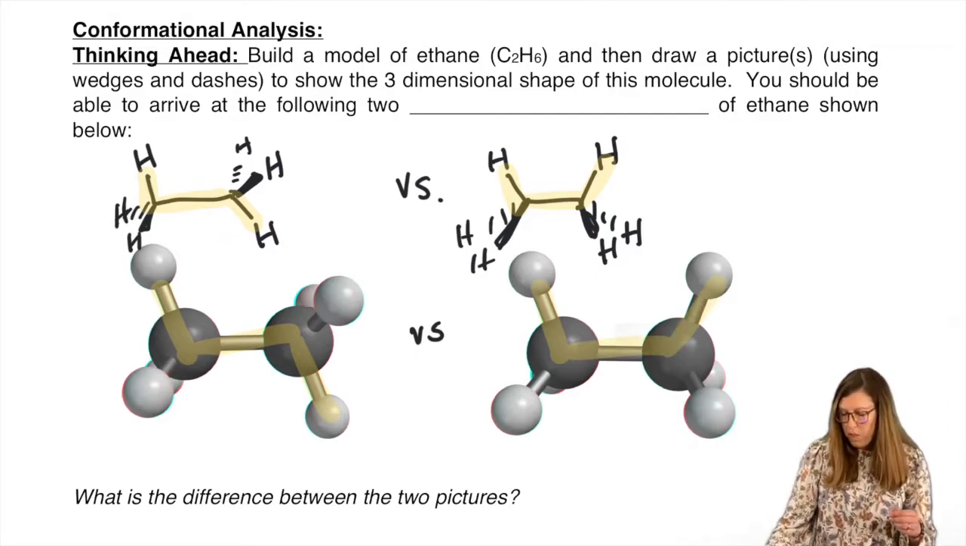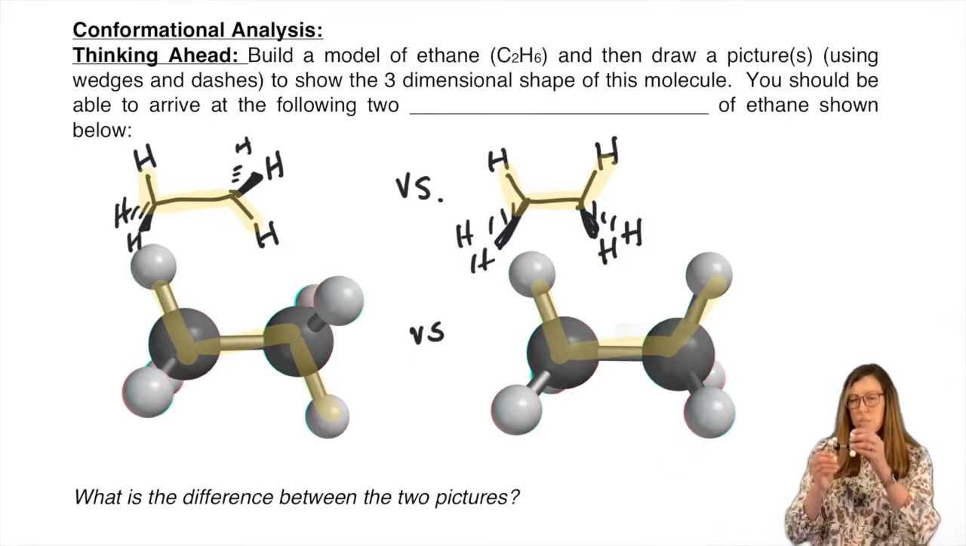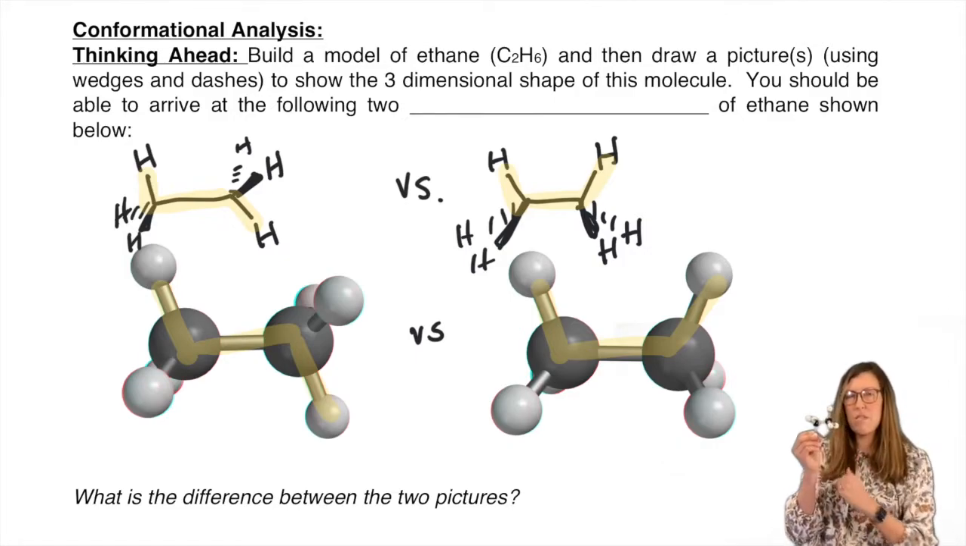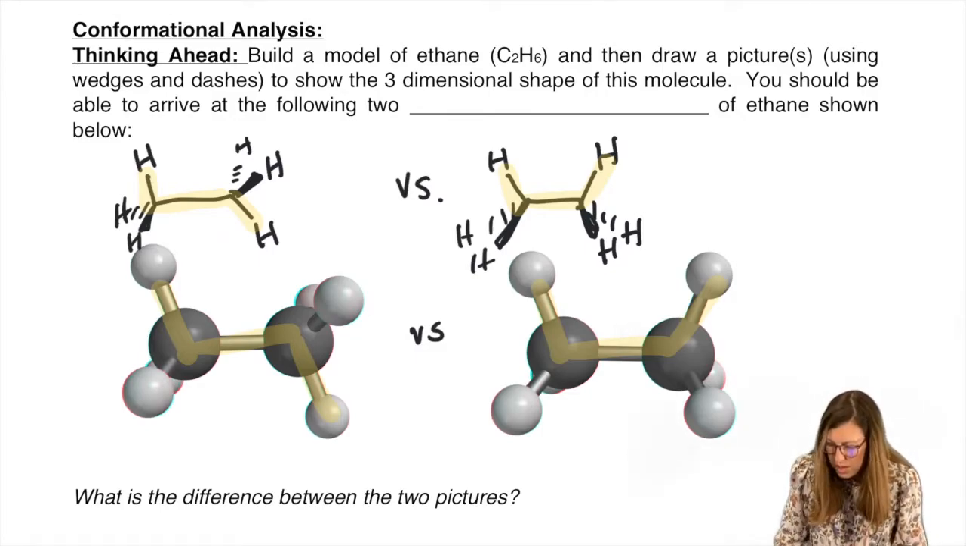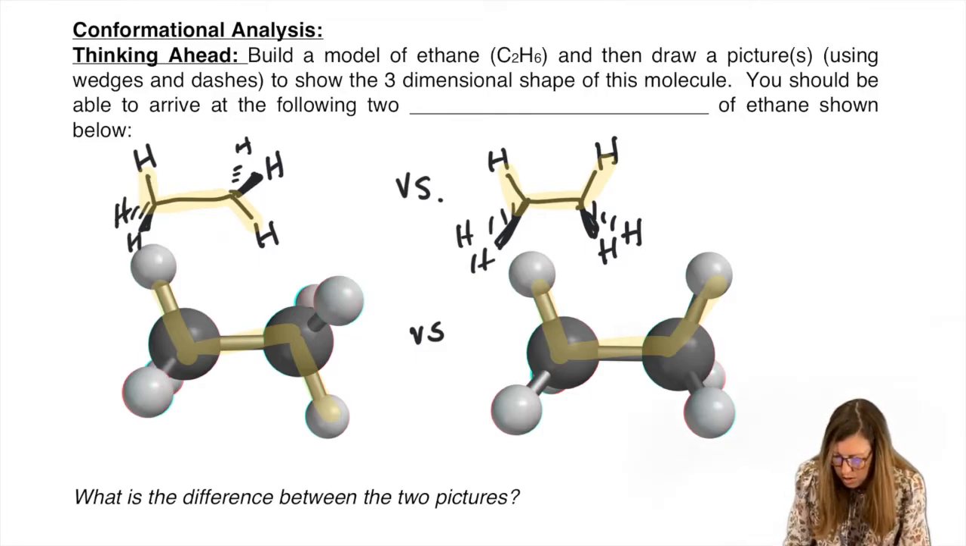Now do that with your model. Look at the one where we have sort of the planar pieces, if you could slice a plane through the carbons. These are conformational isomers, also known as conformers.